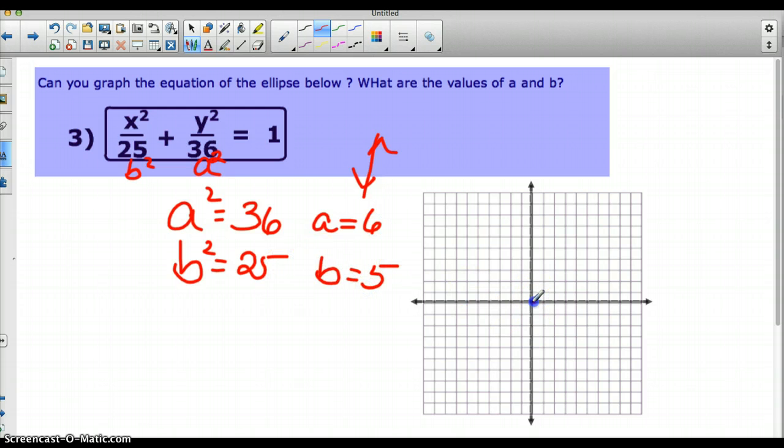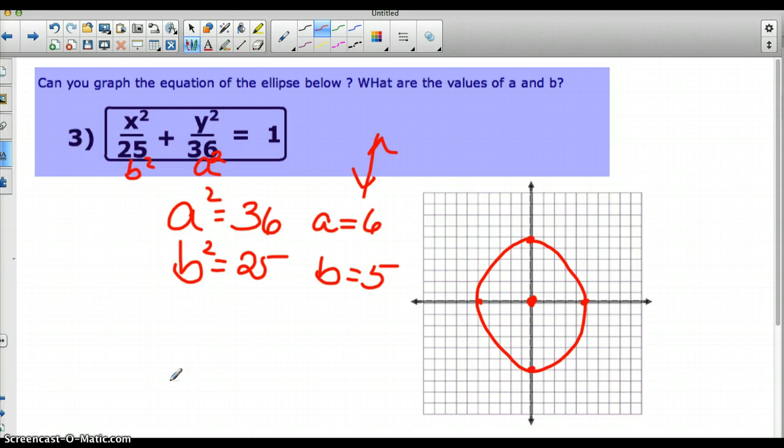Your center is going to be at 0, 0. You go up 6, 1, 2, 3, 4, 5, 6, and you go down 6. You go to the right 5, and you go to the left 5, and then you connect the dots to make your ellipse as best you can. Hopefully you can do better than I did.